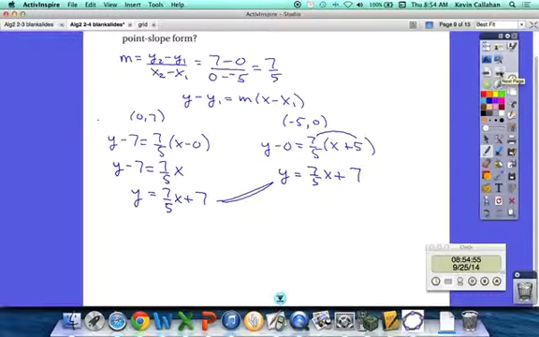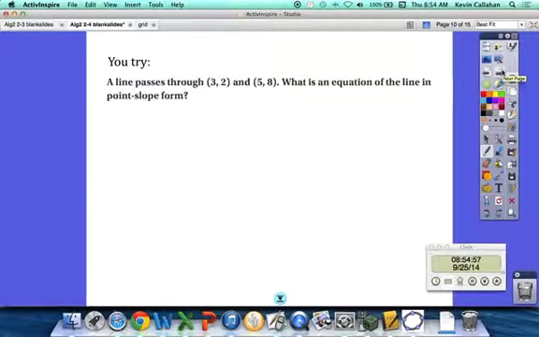So try this one. And just so that we all get the same answer, once you've calculated the slope, use this point as your x1, y1, and then write the point slope form of a line.